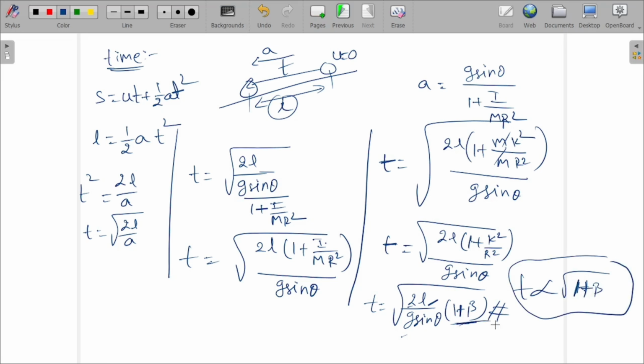Okay, clear? For sliding bodies, this beta will be 0. So beta is there only for rolling bodies. For slipping bodies, beta will be 0, constant. At that time, if it is 0, it's constant. Now what remains? t equal to root over 2L by g sin theta. Okay, clear? This is for slipping bodies. Clear now?